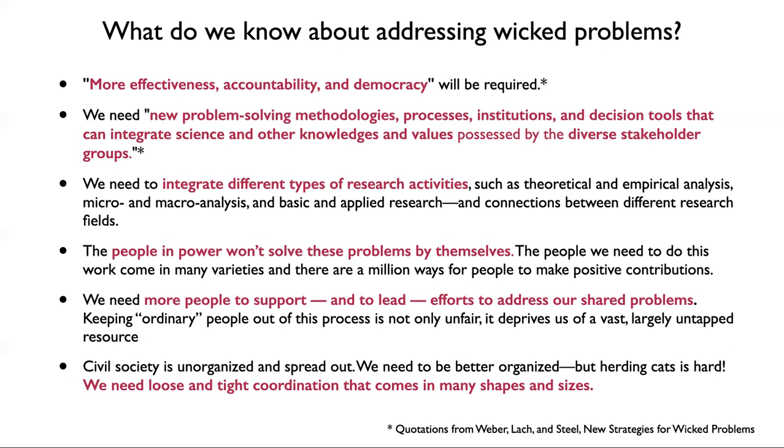People in power won't solve these. Now I'm going off their script. These are, I guess, my conclusions, even though I've drawn from all sorts of different places. And then the last one I think is critical. Civil society is unorganized and spread out. There needs to be some slightly better organization. Herding cats is hard. So we need loose and tight. We need different types of coordination so that people's small efforts can be leveraged and be part of a larger effort.